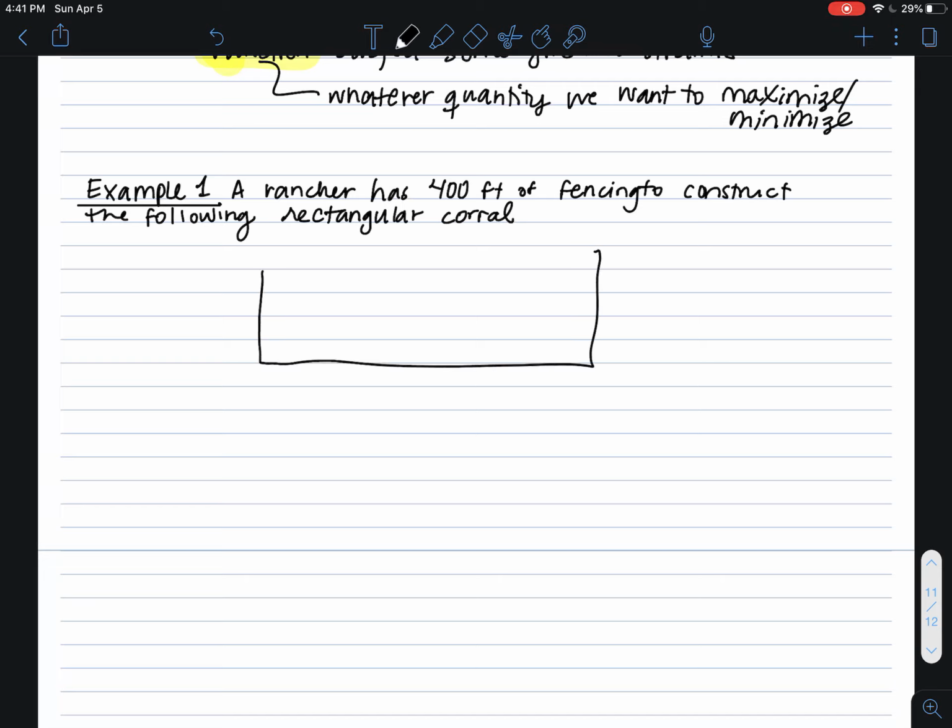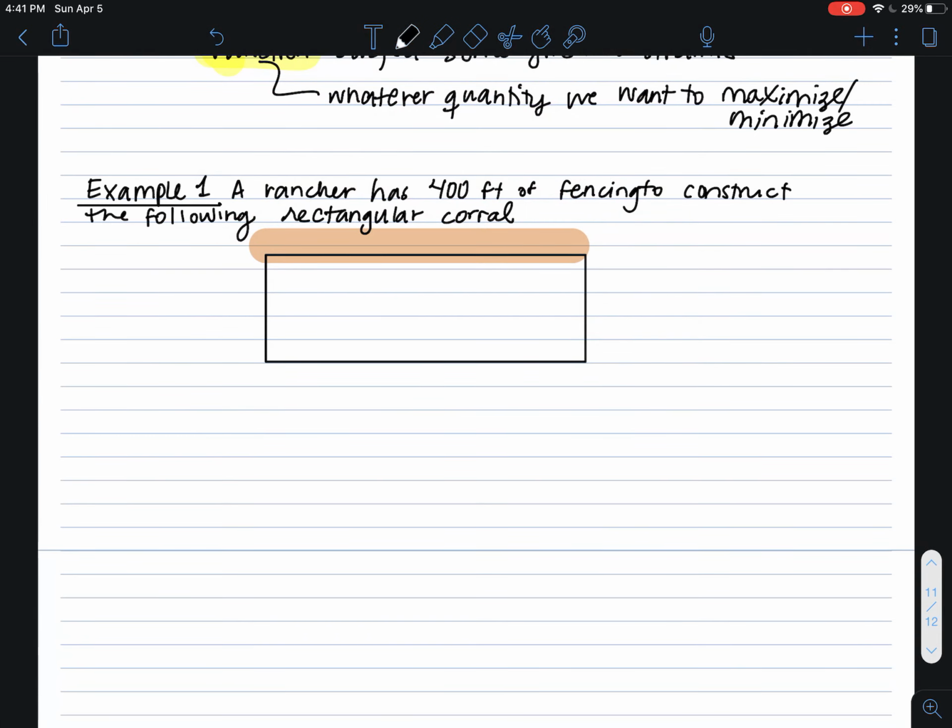Okay, so let me draw the picture really quickly. Basically, this side is a barn, so it's not a fence. And then they've divided the corral into 3 sections. Please assume that that is 90 degrees. And these sides are all the same length.